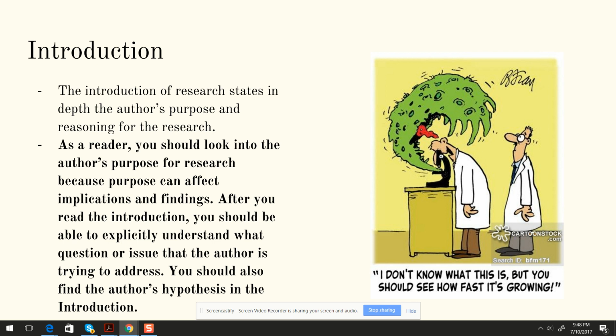You're also looking at the author's hypothesis in the introduction. Now, remember, from the scientific method, our hypothesis is an educated guess. So what the author is going to do is say, "Hey, this is my purpose. This is what I'm trying to find. And this is what I'm thinking is going to happen based on what I know and what I have observed so far."